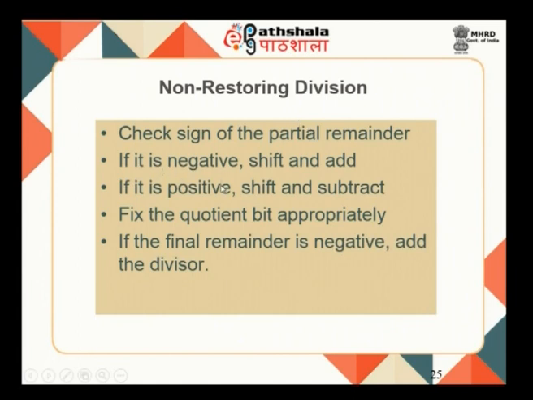The first case is you will always have to bring in the first bit of your dividend. So, first of all bring in the dividend, do a subtraction operation and then you are going to get a positive or a negative result. So, if the result is negative, just do a shift and add and generate a quotient bit of 0. If the result is positive, do a shift, that is a left shift and a subtract and generate a quotient bit of 1.